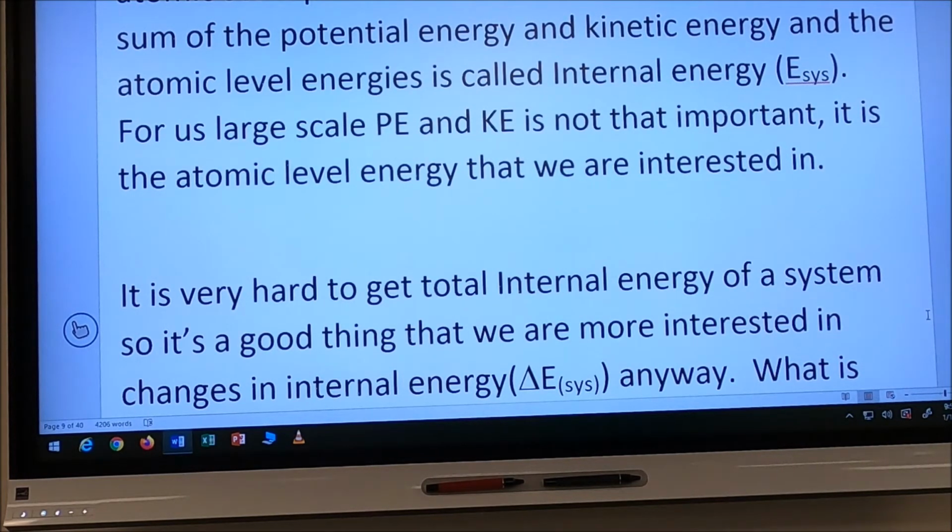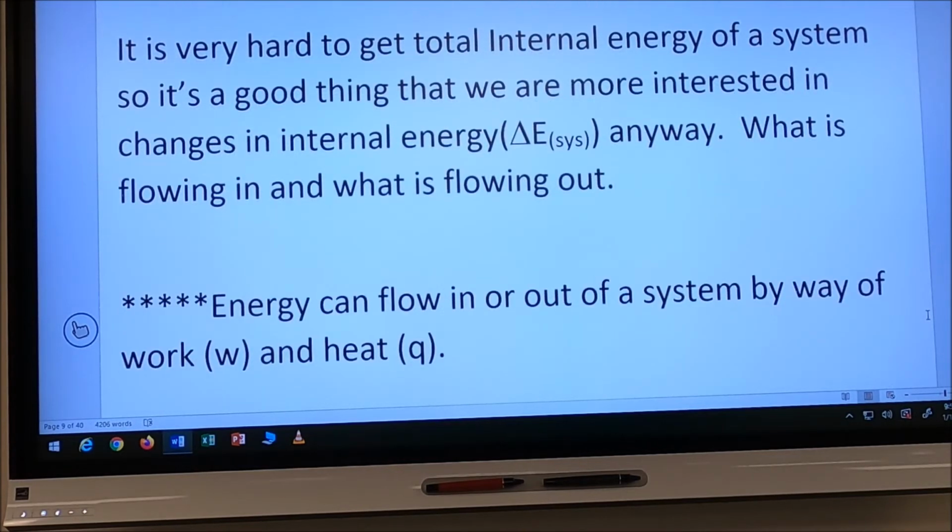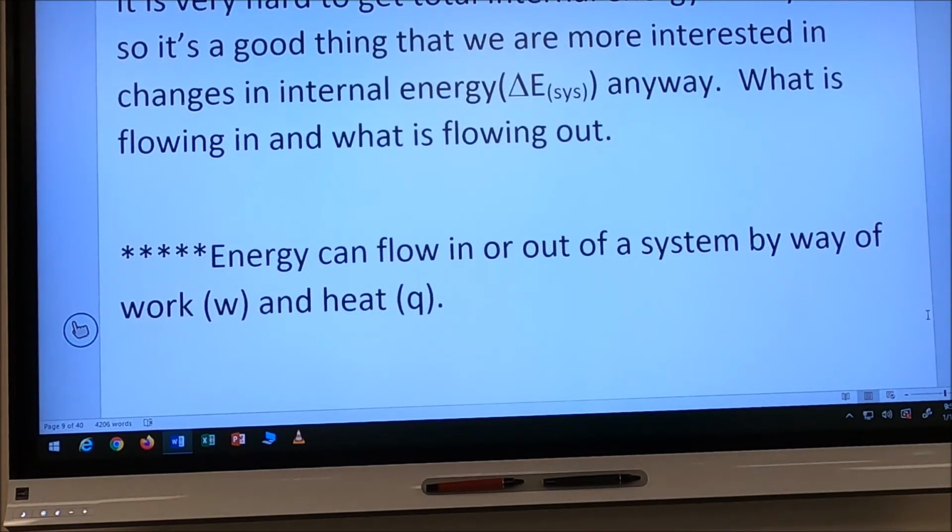So, thinking about how we're going to look at the internal energy of the system, one of the roadblocks we can run into is that it's really hard to get the total internal energy of the system. It's hard to measure, and for us, that's not too big a stumbling block because we're really interested more in the change in energy of the system, not the absolute energy inside the system. So we're going to look at energy flowing in and flowing out. When we look at energy flowing in and out of the system, we're going to talk about work and heat.